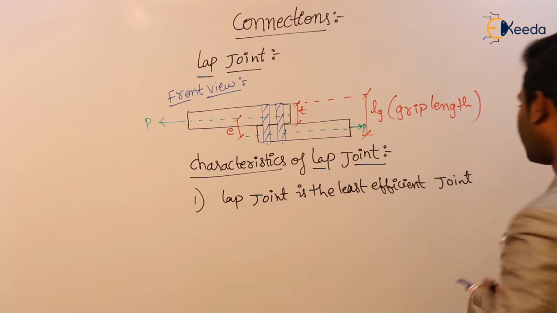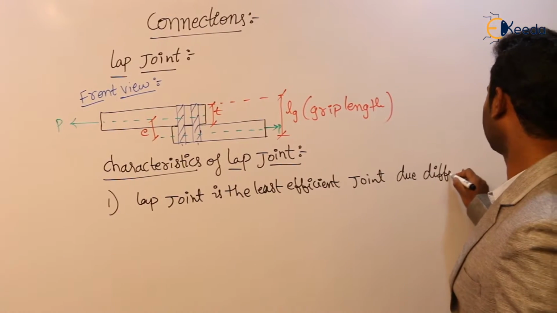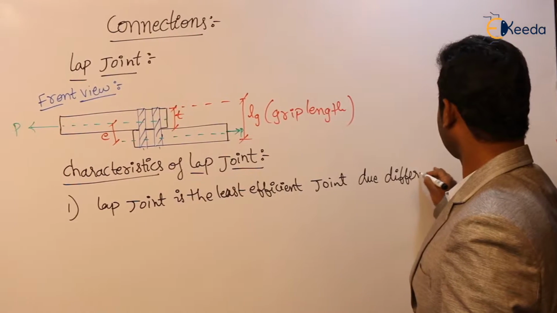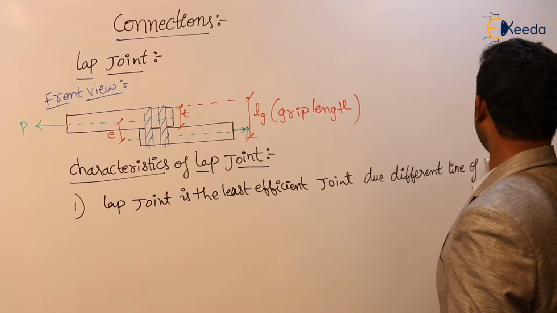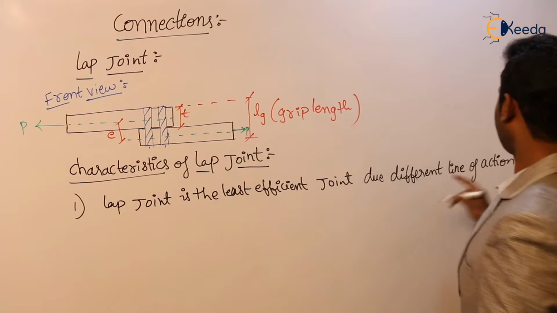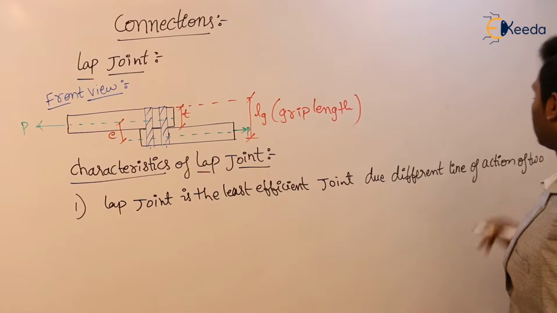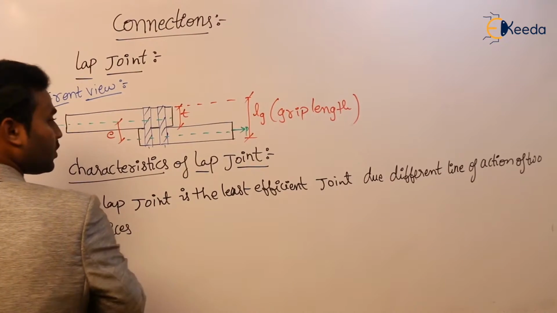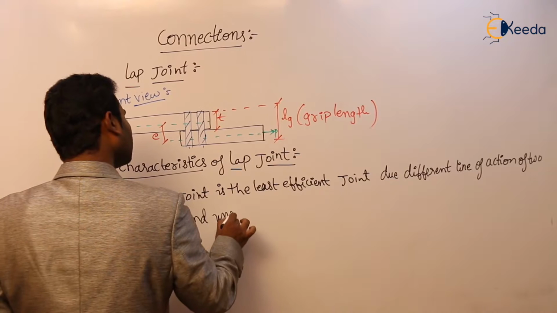So the lap joint is the least efficient due to different lines of action of two forces and unsymmetry.